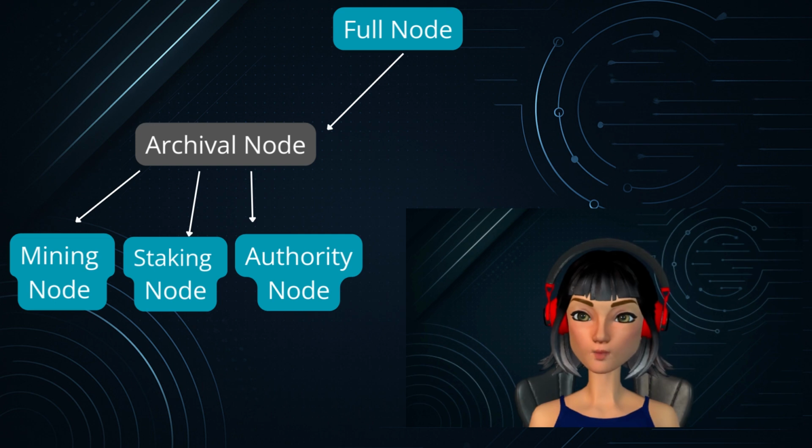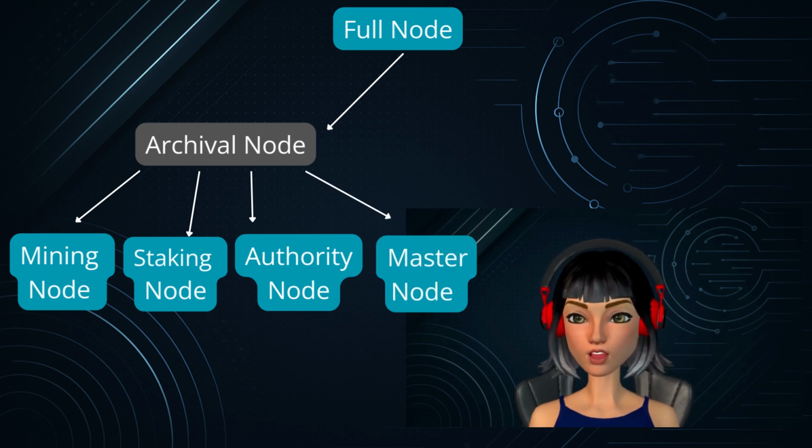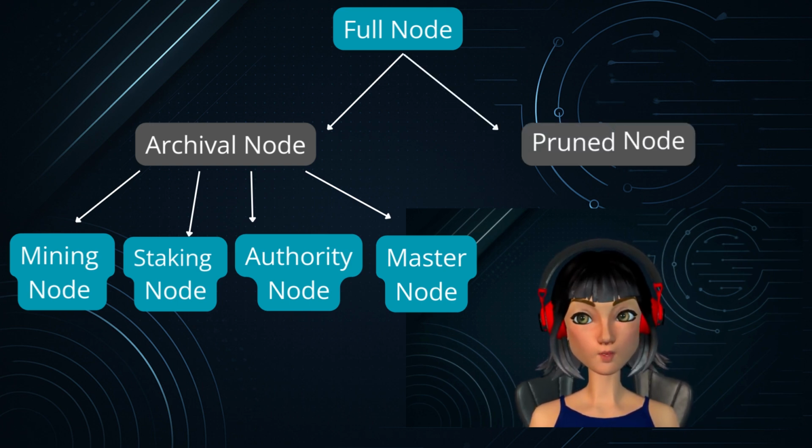Next are the authority nodes. These are pre-approved validators used in permissioned or proof of authority networks. Unlike the others, they are partially centralized. And finally, we have the masternodes. They don't create new blocks, but they add extra services like governance, instant transactions, or privacy features, while also keeping the network stable.